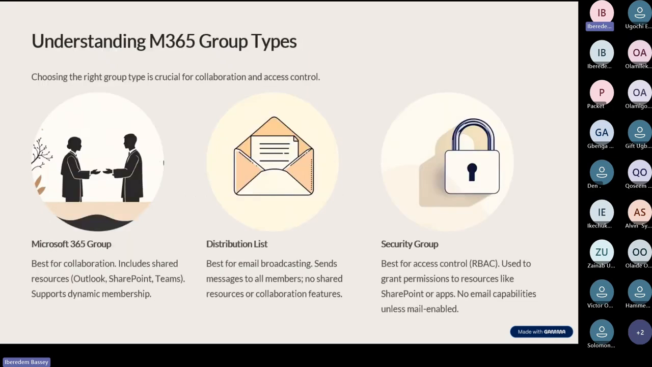Now we are going to be talking about the different group types in M365. And choosing the right group type is crucial for collaboration and access control. The first group types we have, which are listed in the M365 admin portal, are the M365 group, the distribution list, and the security group. The M365 group is best for collaboration. It includes shared resources, Outlook, SharePoint, Teams, and it supports dynamic membership.